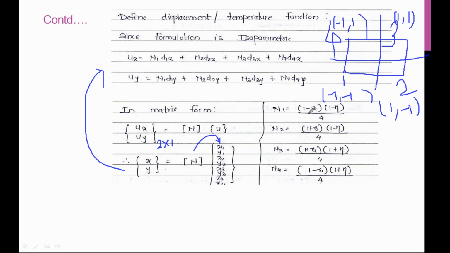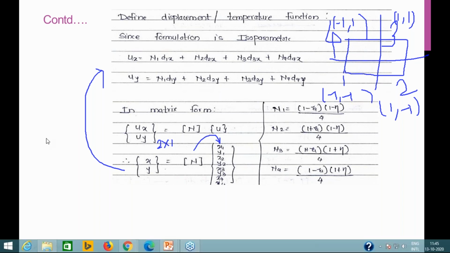So n1 is 1 minus zeta, 1 minus eta upon 4. n2 is equal to 1 plus zeta, 1 minus eta upon 4. And n3 is equal to 1 plus zeta into 1 plus eta upon 4. And n4 is equal to 1 minus zeta into 1 plus eta upon 4. Okay.